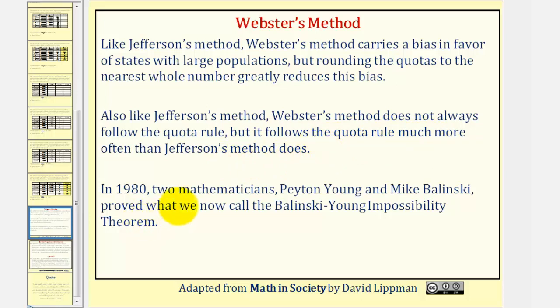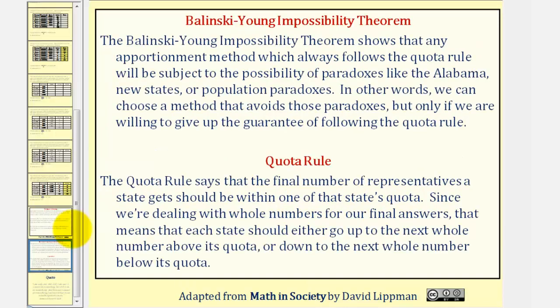In 1980, two mathematicians, Peyton Young and Mike Belinsky, proved what we now call the Belinsky-Young impossibility theorem. The Belinsky-Young impossibility theorem shows that any apportionment method which always follows the quota rule will be subject to the possibility of paradoxes like the Alabama, new states, or population paradoxes that we've already discussed. In other words, we can choose a method that avoids these paradoxes, but only if we are willing to give up the guarantee of the following quota rule.